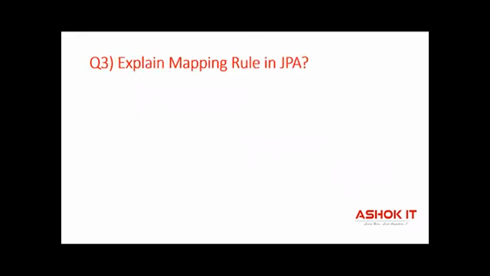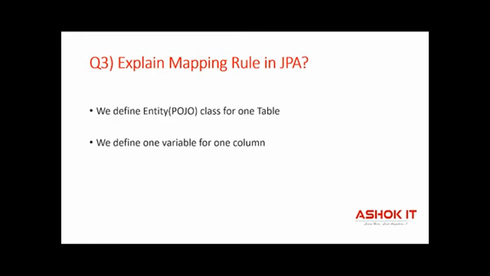Question number 3. What is the mapping concept in JPA? Explain the mapping rule in JPA. We have to follow the concept of mapping a class with a table. One Java class will be connected to one table. Such a class is called an entity, a class that is mapped with a database table. Inside the class there will be variables. One variable should be connected to one column. For example, if we have 4 variables, we need to define 4 columns in the table. Then one object is converted into one row, and one row will be converted to one object by JPA.